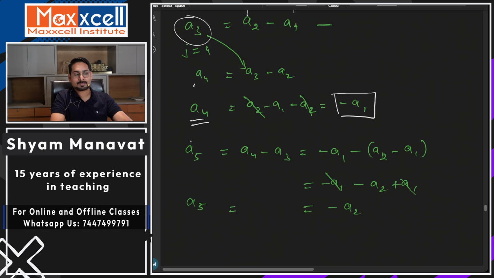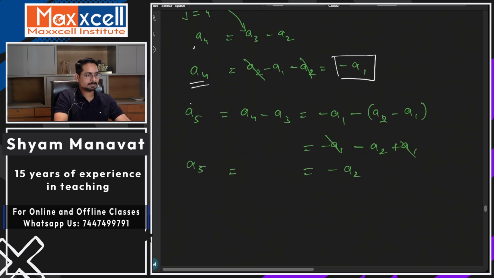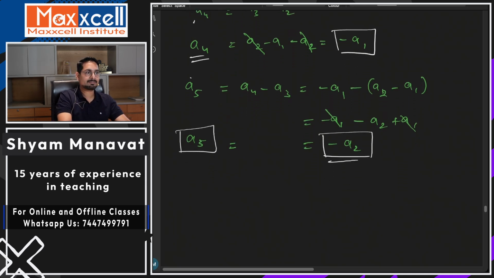Right? Got it? So A5, let me underline this. A5 is what? Minus A2. Okay. Similarly, if I go to the next step and say what is A6? A6 is equal to A5 minus A4. I hope this is fine with you.